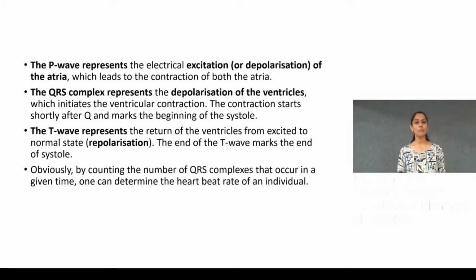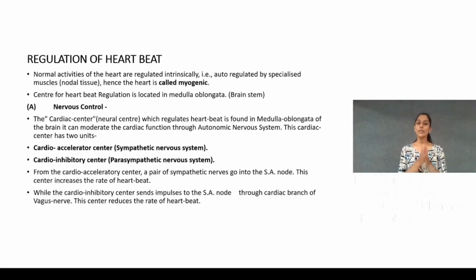Obviously, by counting the number of QRS complexes that occur in a given time, one can determine the heart rate of an individual. Regulation of heartbeat. The normal activities of the heart are regulated intrinsically, that is auto-regulated by specialized muscles called nodal tissues. Hence, the heart is called myogenic. The center of heartbeat regulation is located in the medulla oblongata, that is in the brainstem.